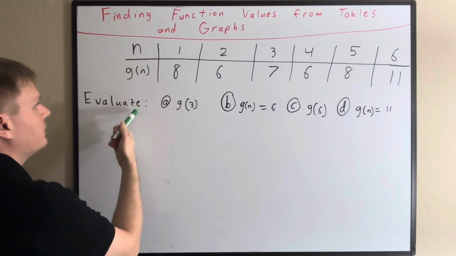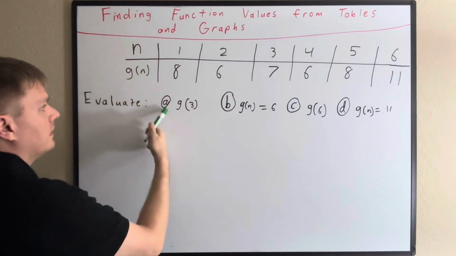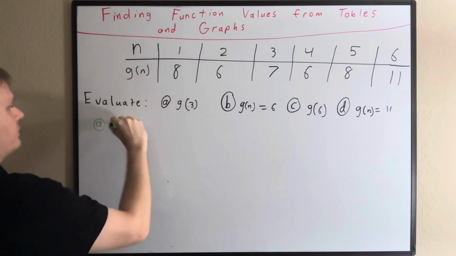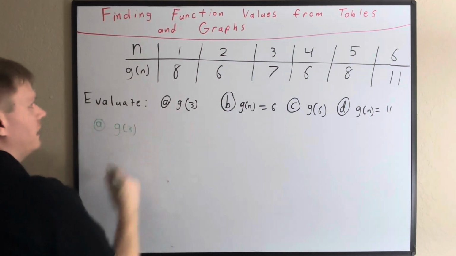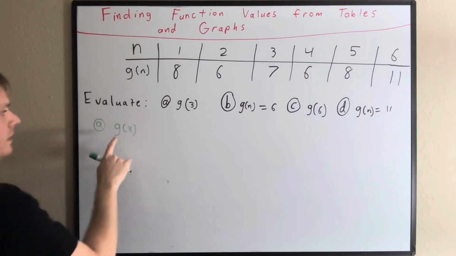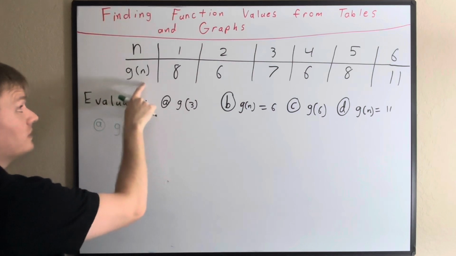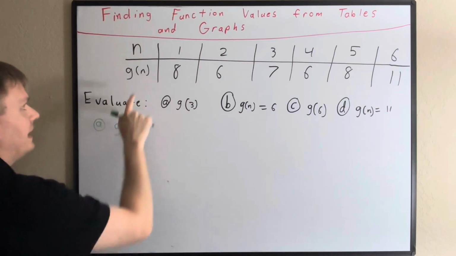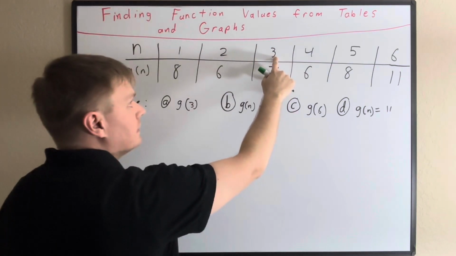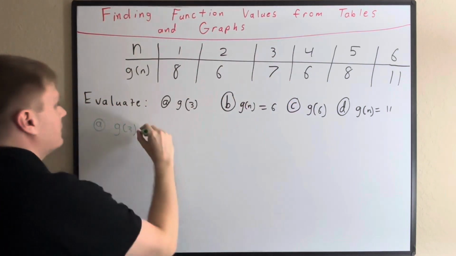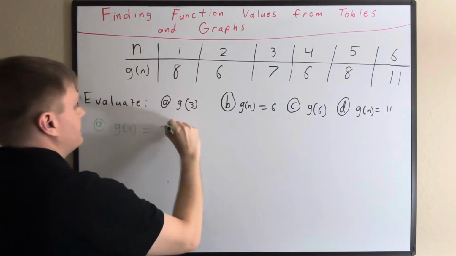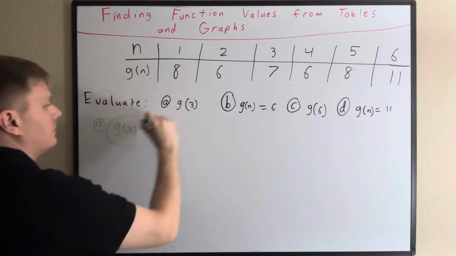What if they ask you to evaluate, given this table, our first question is g of 3. Well, what are they asking for? G of 3, when the function is called g of n, means n equals 3. So we're looking for n equals 3. Got it? So when n equals 3, g of n, g of 3 would be 7. Does that make sense?